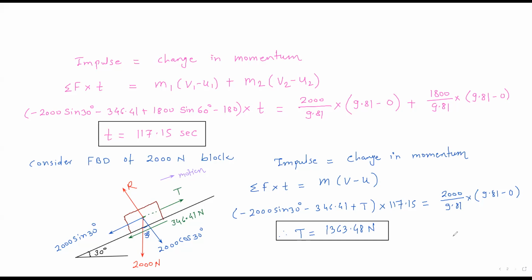So these are the numericals on the level plane as well as on the inclined plane for impulse momentum. We have also seen the numerical for work energy on the level plane and inclined plane. Now the last bit in this chapter is the collision, which we will see now. In the collision also, there are not many varieties of problems. Only two types of problems are there.